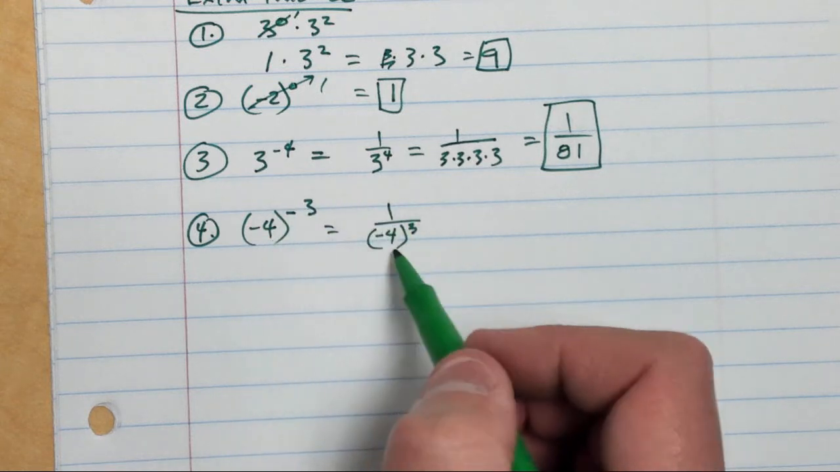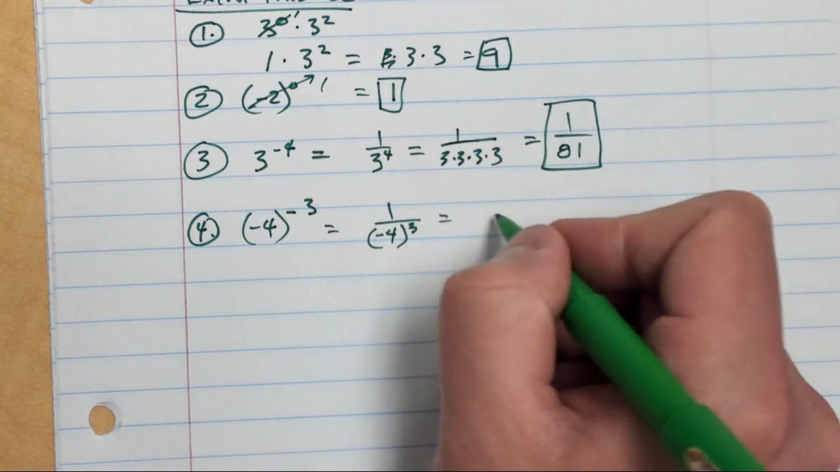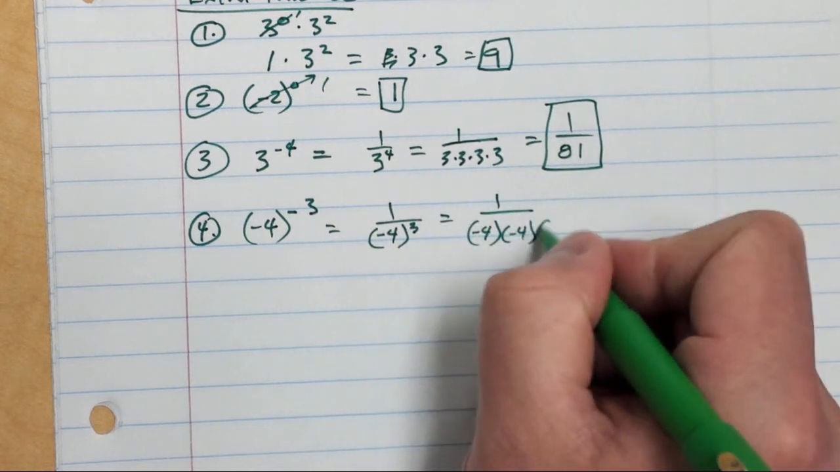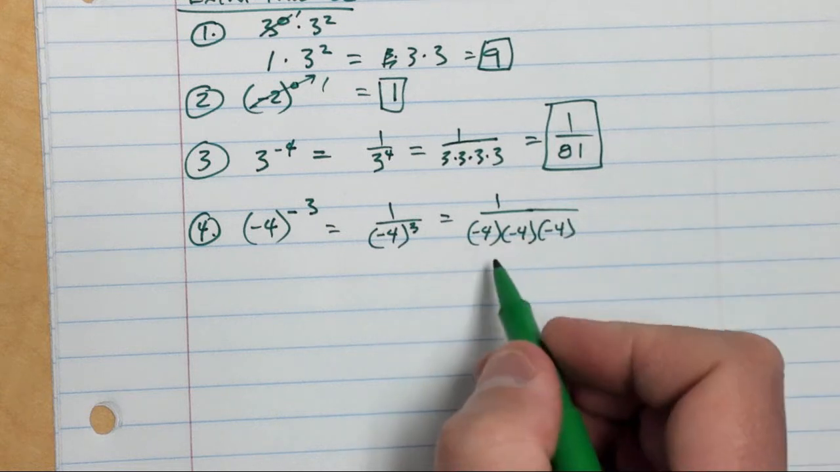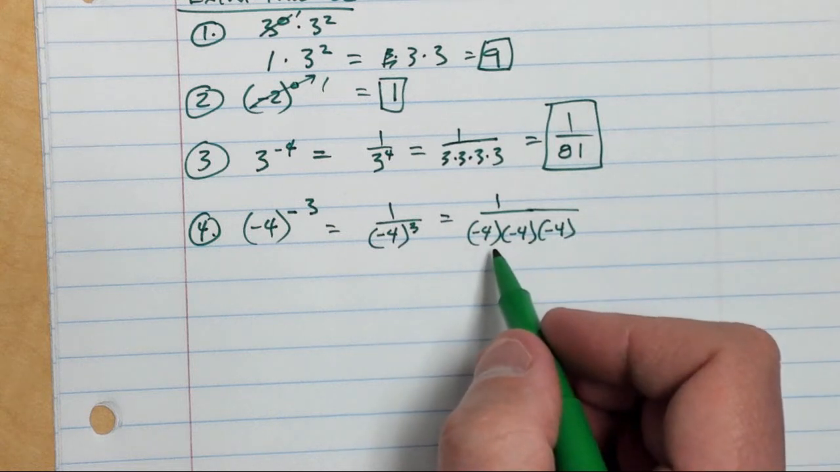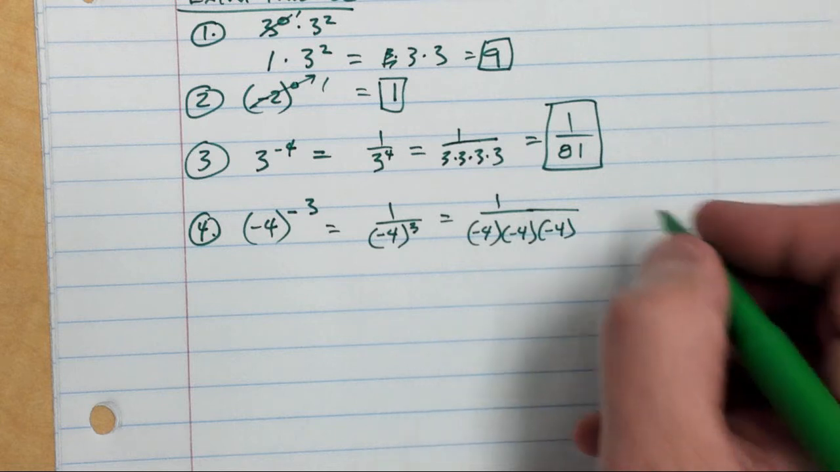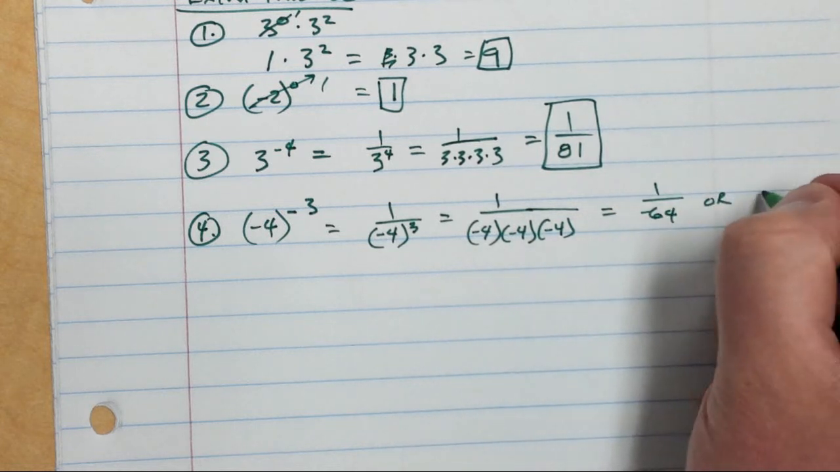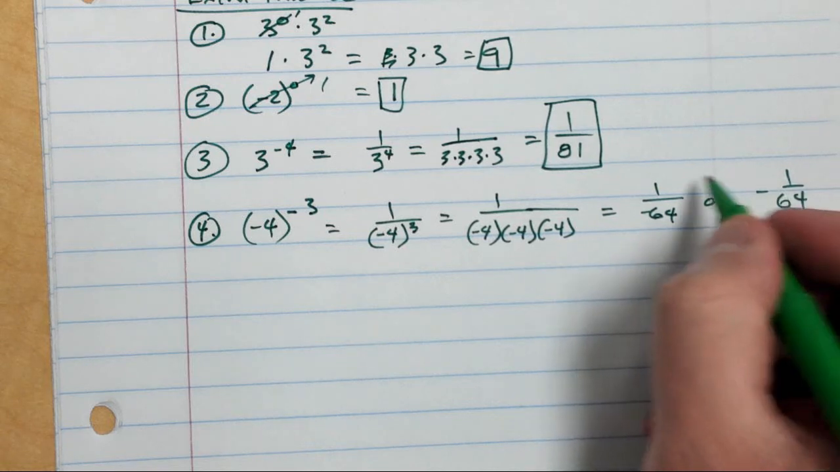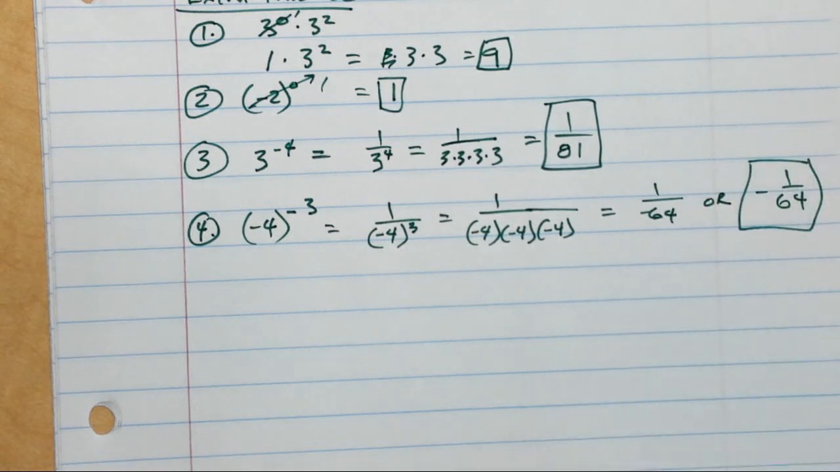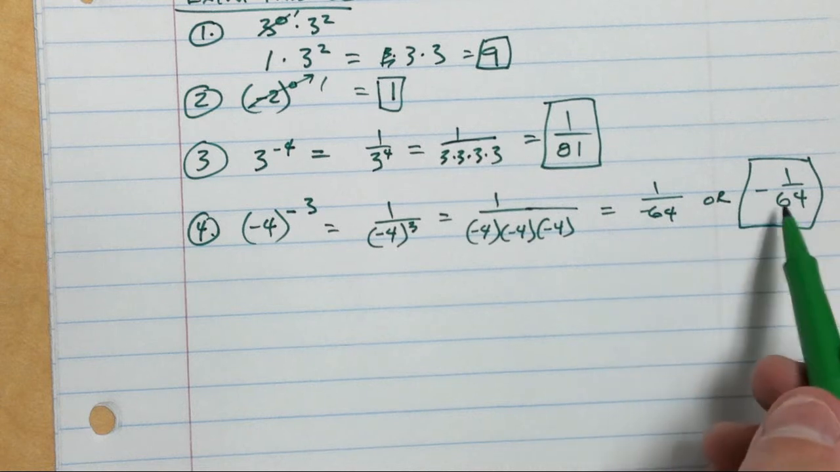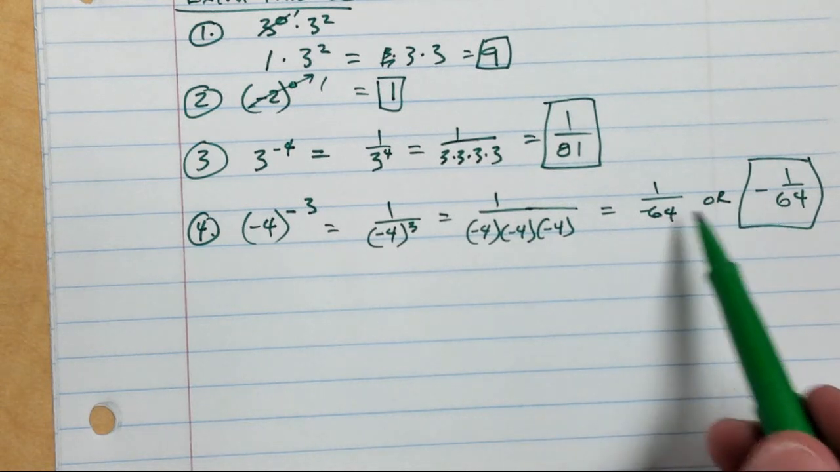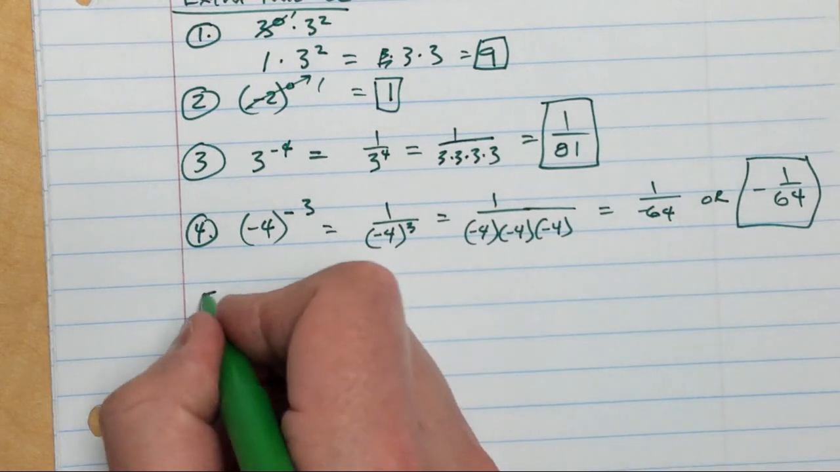It's important to keep the parentheses here, and this is the same thing as 1 over negative 4 times negative 4 times negative 4, or negative 4 times itself 3 different times. And that gets you 1 over negative 64, or just negative 1 over 64. These are both correct, but this is the best answer, because this whole number is a negative, so it doesn't really matter where the negative goes.